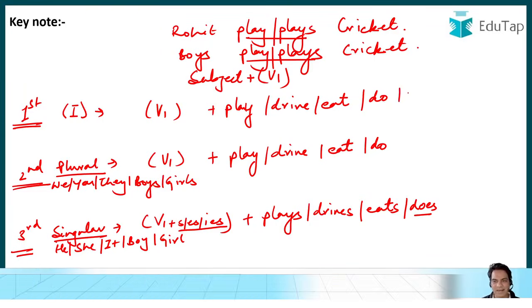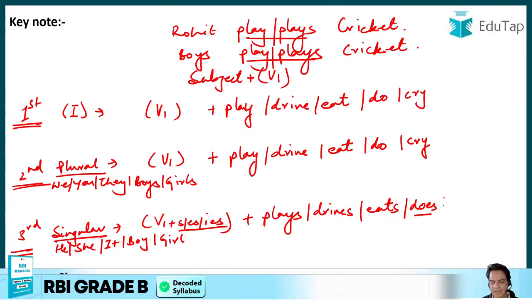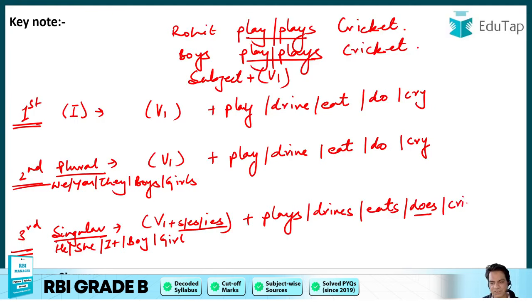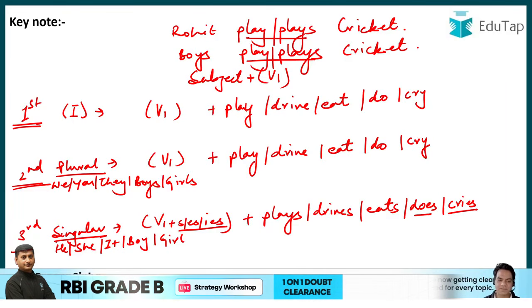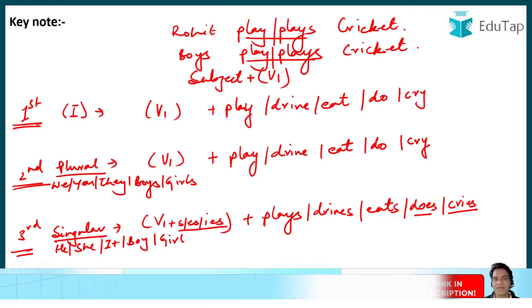Now ies: I cry, I try, or whatever you want to say. I cry, we cry, you cry, they cry, people cry. But he cries, she cries, Rohit cries. So we also add ies to the verb. So you have to remember the concept. With singular nouns and pronouns, we need to add s, es, ies to the verb to make it look singular.